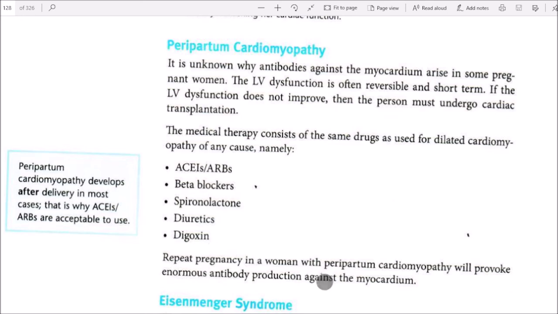Repeat pregnancy in a woman with peripartum cardiomyopathy will provoke enormous antibody production against the myocardium. Peripartum cardiomyopathy develops after delivery in most cases. That is why ACE inhibitors and ARBs are acceptable to use.